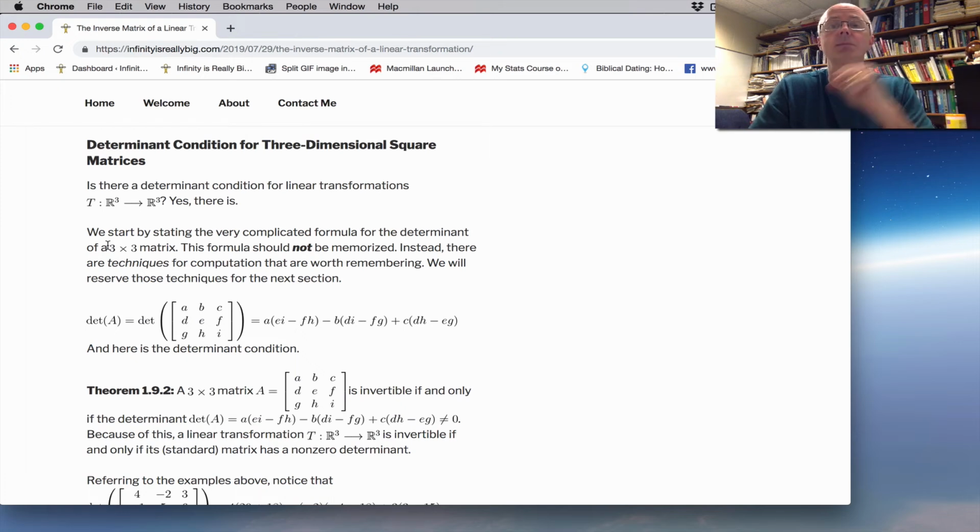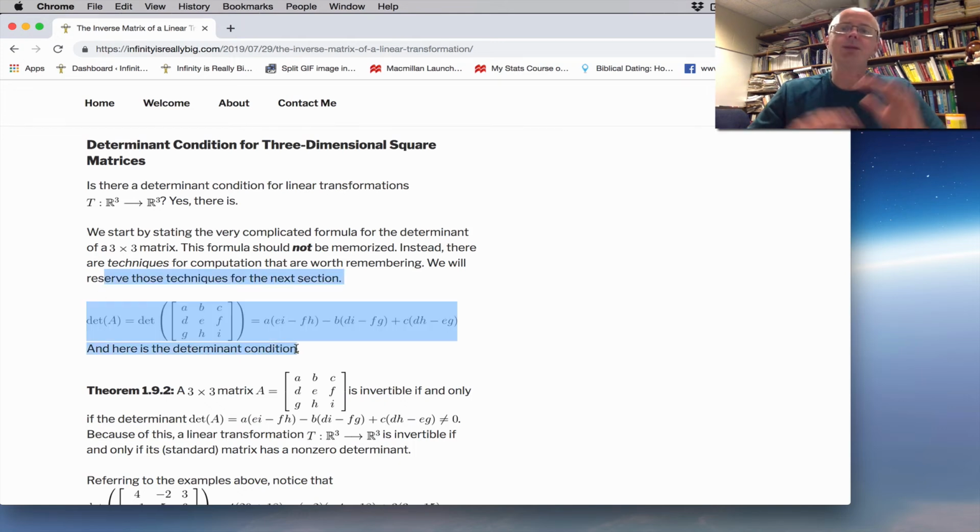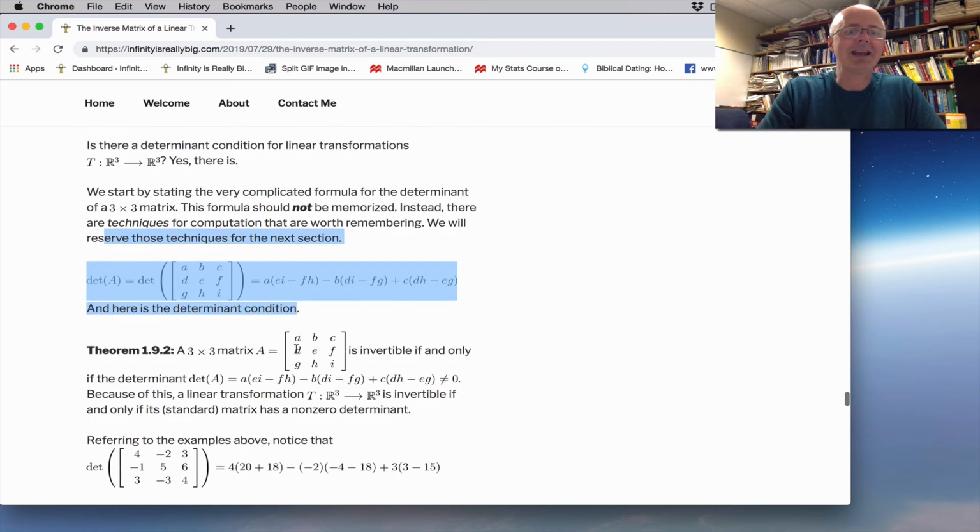Determinants actually can be a beautiful thing. I will talk about higher dimensional determinants as well, but not in as much detail as you might get in an actual hardcover textbook. Here is the formula for the determinant of a 3 by 3 matrix. I'm not explaining this formula, okay? This is the determinant, and here is your determinant condition for invertibility.